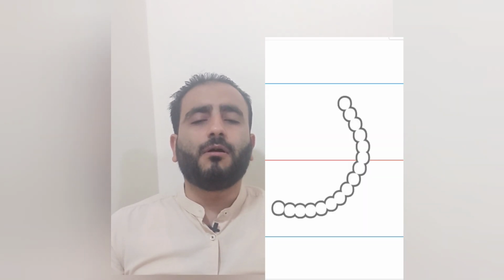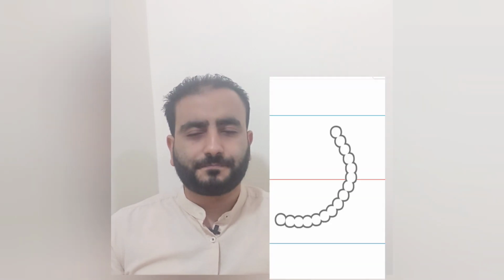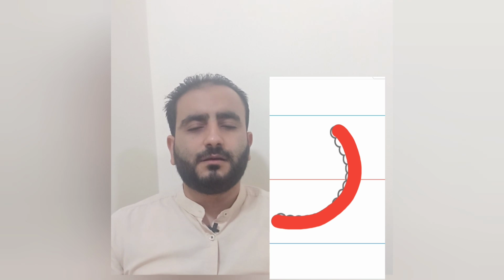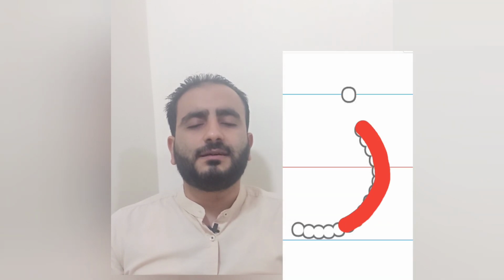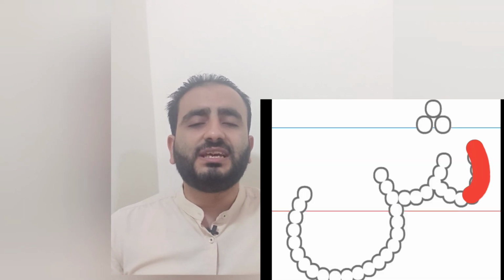And then ra, ra, ra. And then zay, zay, zay. Don't say za. Zay. Sin, sin. And then sheen, sheen, sheen.